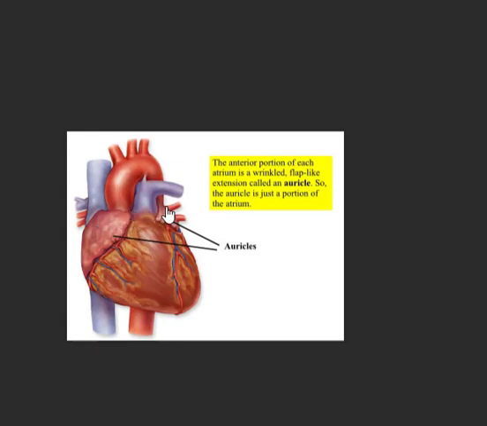This is the right atrium and this is the left atrium. But along the edge, there's a scalloped region. Here's your scalloped region on there. And they named that part the auricle because they said it looks like a little ear. My ears aren't scalloped, but hey, maybe yours are.